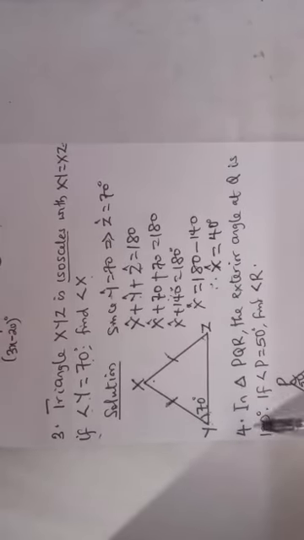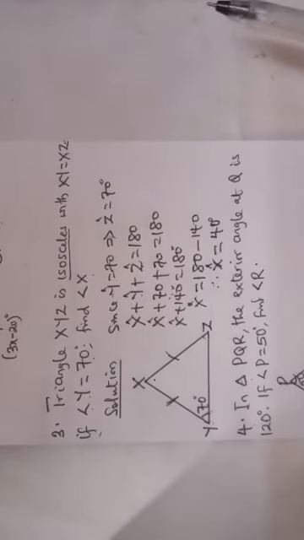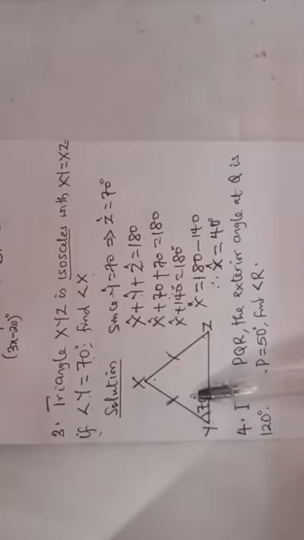The fourth one says in triangle QPR, the exterior angle at Q is 120 degrees. Now, if angle P is 50, find angle R. Now, exterior means the angle outside. All the angles I'll be working with are called interior. Why? Because they are inside the triangle. Like this one here now is an interior angle.